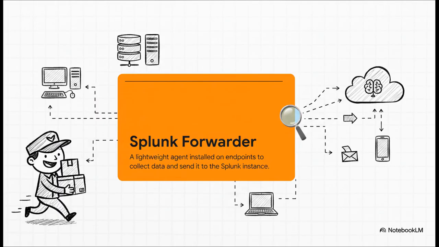Okay, so the journey starts with something called the Splunk forwarder. The best way to think of this is like a tiny, super efficient mail carrier. It's a lightweight little agent that you install on the machines you want to monitor. You know, your web servers, your desktops. Its only job is to collect data and send it on its way. And it does it all without slowing things down.